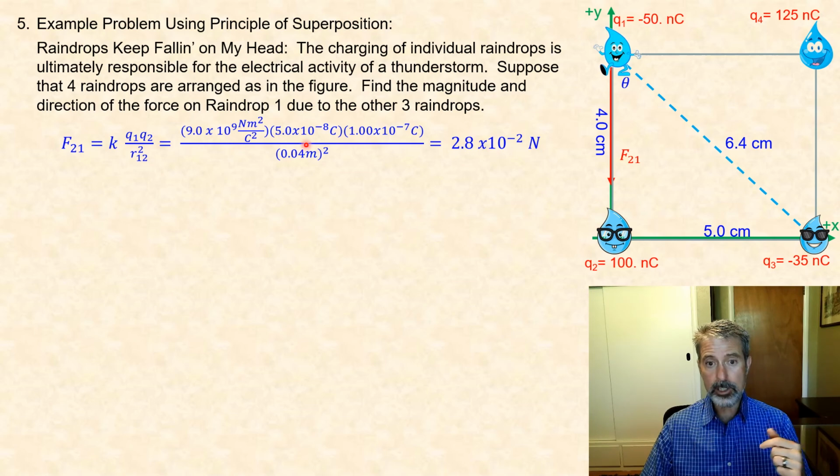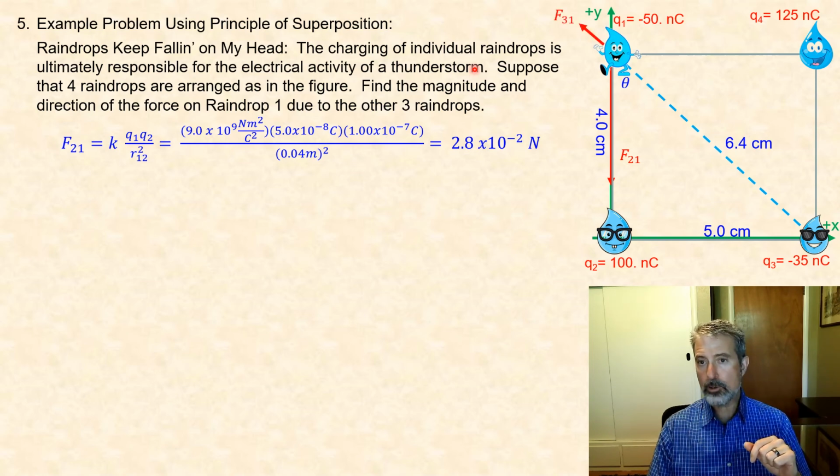Make sure to pay attention to those metric prefixes. The separation distance is in centimeters, so we've got to get these into MKS units here. And we come up with a force of 2.8 times 10 to the minus 2 newtons. We will do the same for raindrop 3 and raindrop 4 as well.